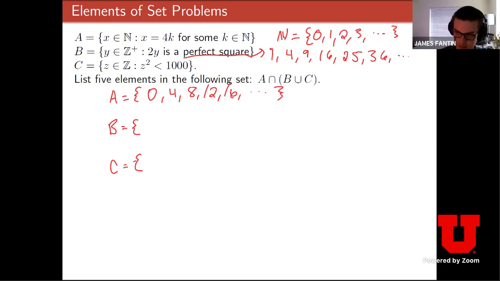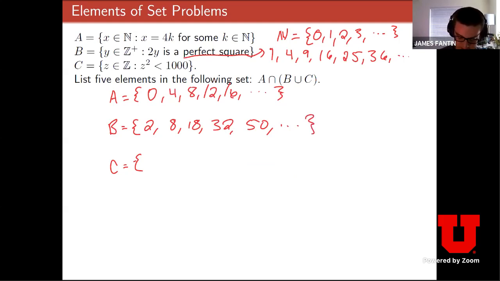So those values, we could have 2 would be in the set B because 2 times 2 is equal to 4, which is a perfect square. So we could have 2, 8, 18, 32, 50. And for each one of these, we could check that if we double each of these values, we would end up with a perfect square.